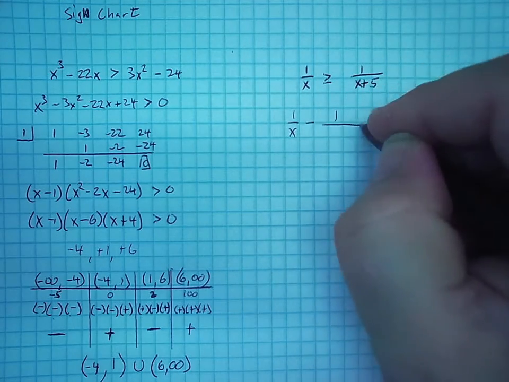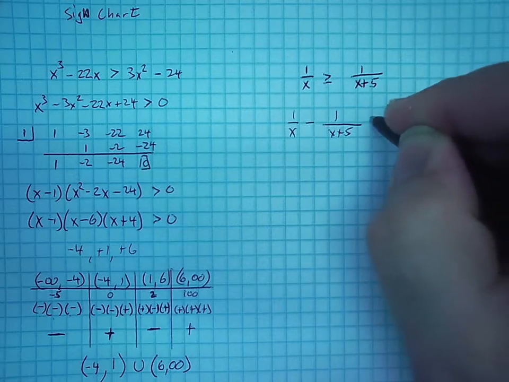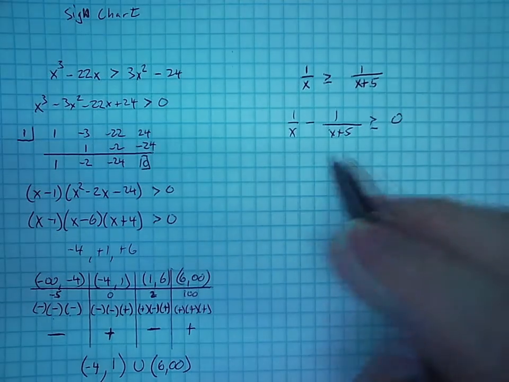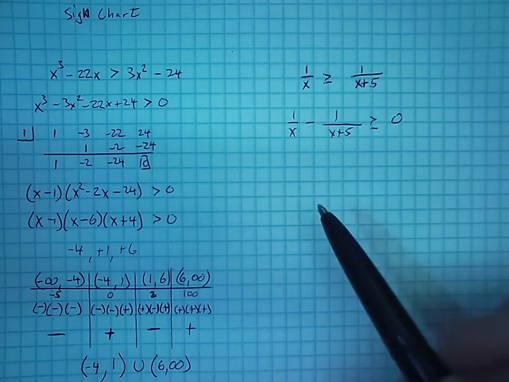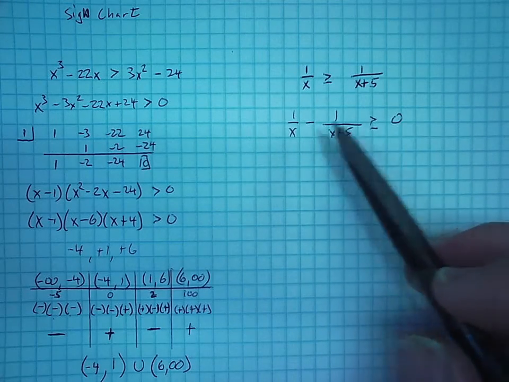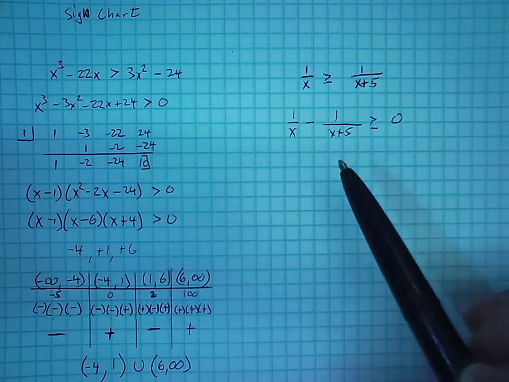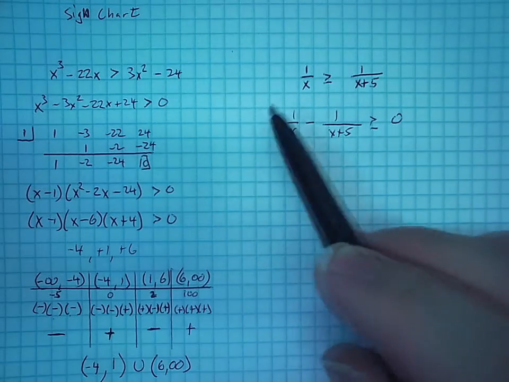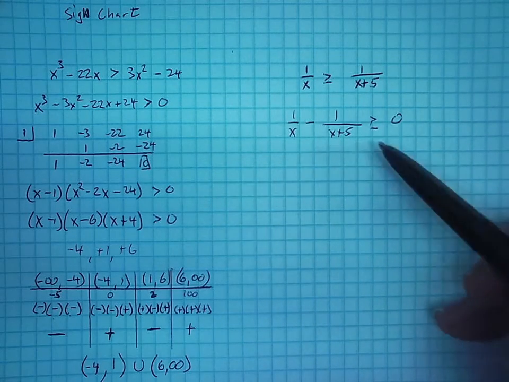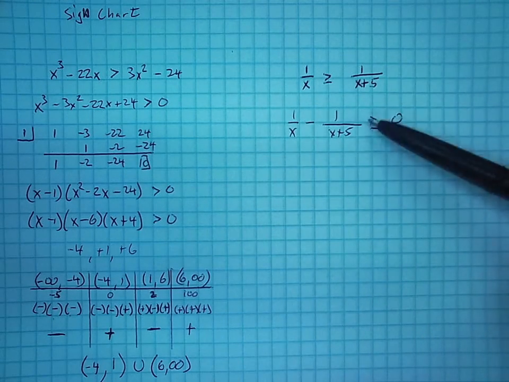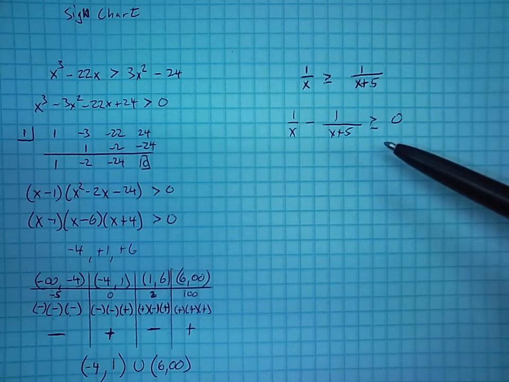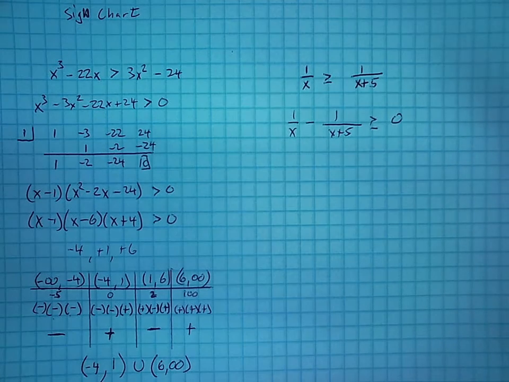Minus 1 over x plus 5. Now, I would love to be able to just get rid of the fractions. Unfortunately, since this is not an equation, I shouldn't multiply, say, by x on both sides, because I don't know whether x is positive or negative, and so I wouldn't know whether or not to switch the inequality around. So multiplying x on both sides is not a good idea for inequalities.